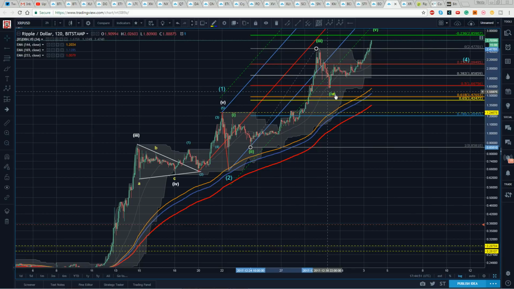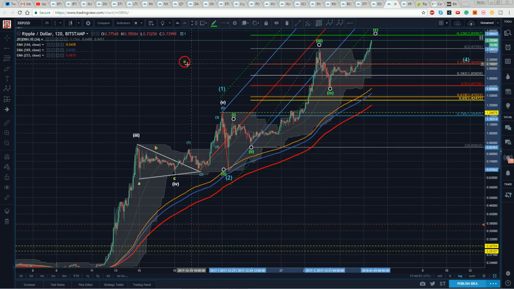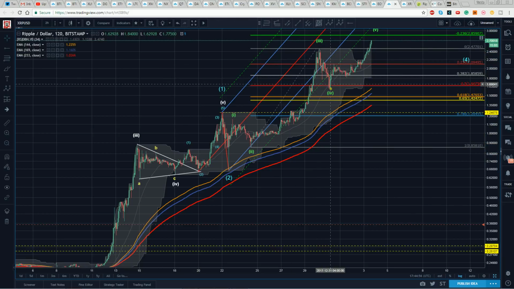What do we get? Right to the 50, right? Highest probability zone between the 38 and the 50. We get a little through the 50, but given the size of that move, that doesn't surprise me. We get the A, B, C correction into the 4.